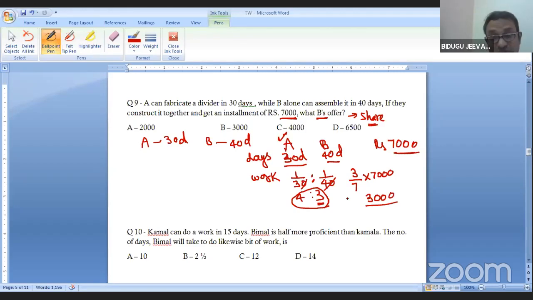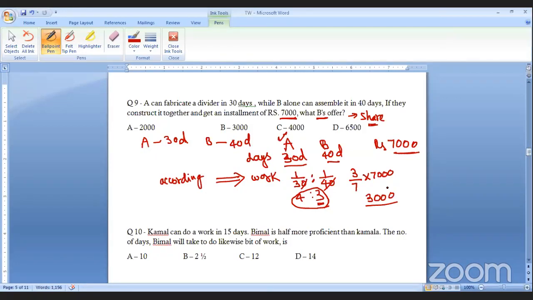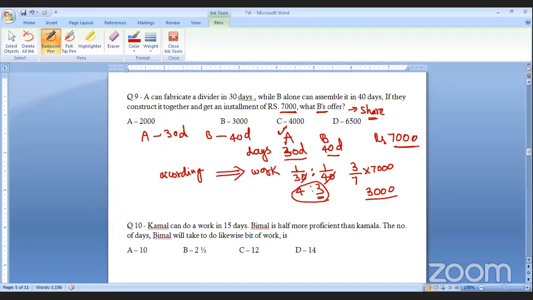I think you understood. So amount, right? How to share the amount? Amount can be shared according to the ratio of work. It's according to the ratio of work. Is it clear, all of you? Clear? Yes, sir. Continue, please.